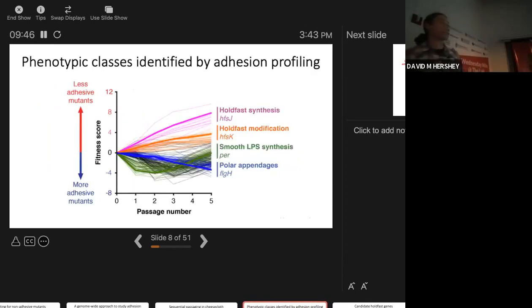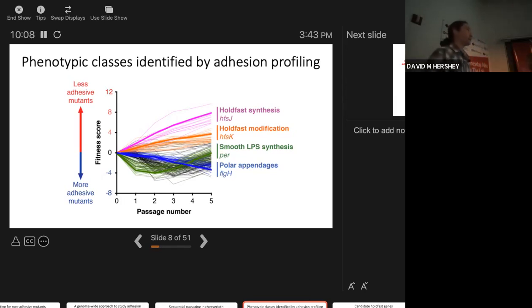So this slide here is showing you the 250 strongest phenotypes we identified in this initial experiment. So each line in this plot is a gene. And so I'm plotting how each one of these 250 genes affects adhesion as a function of time in this passaging experiment. And so what I'm going to show you here is how this approach is really useful for assigning function to new genes, right?